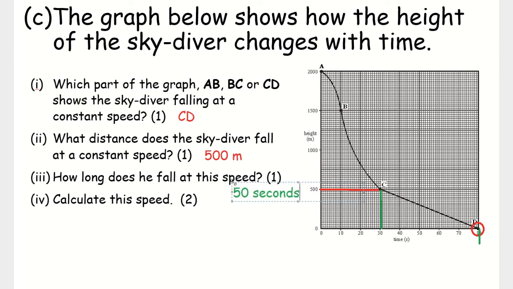And finally, calculate the speed. Well, we know that speed is distance divided by time.